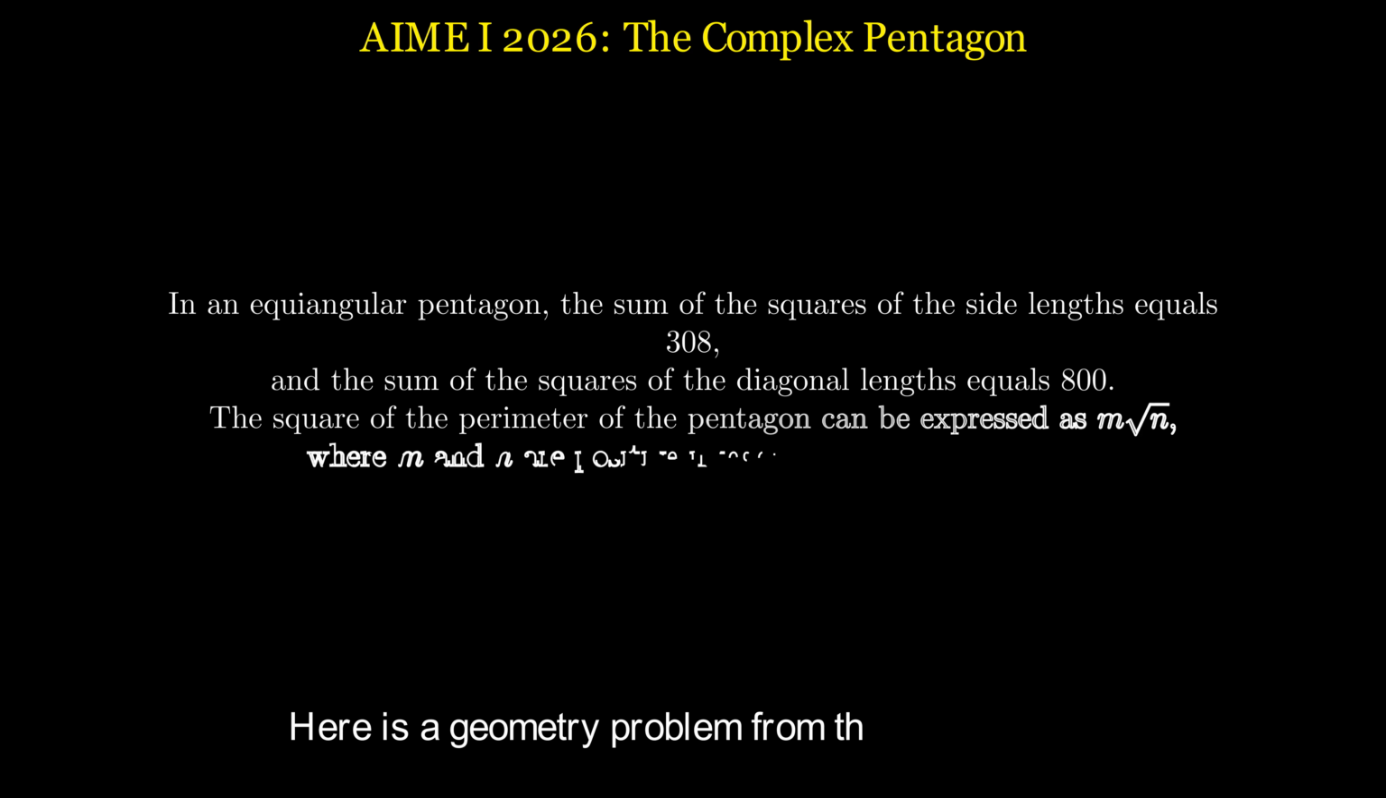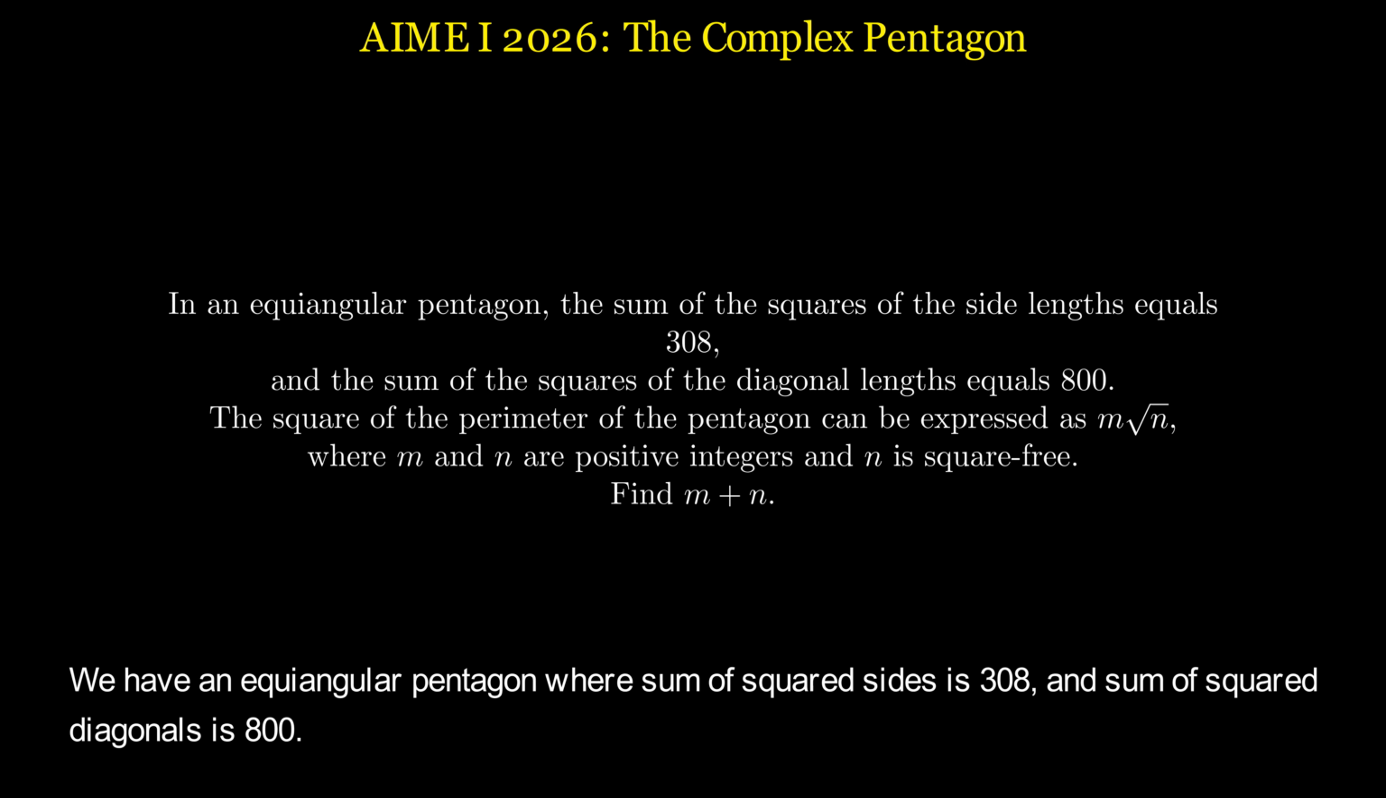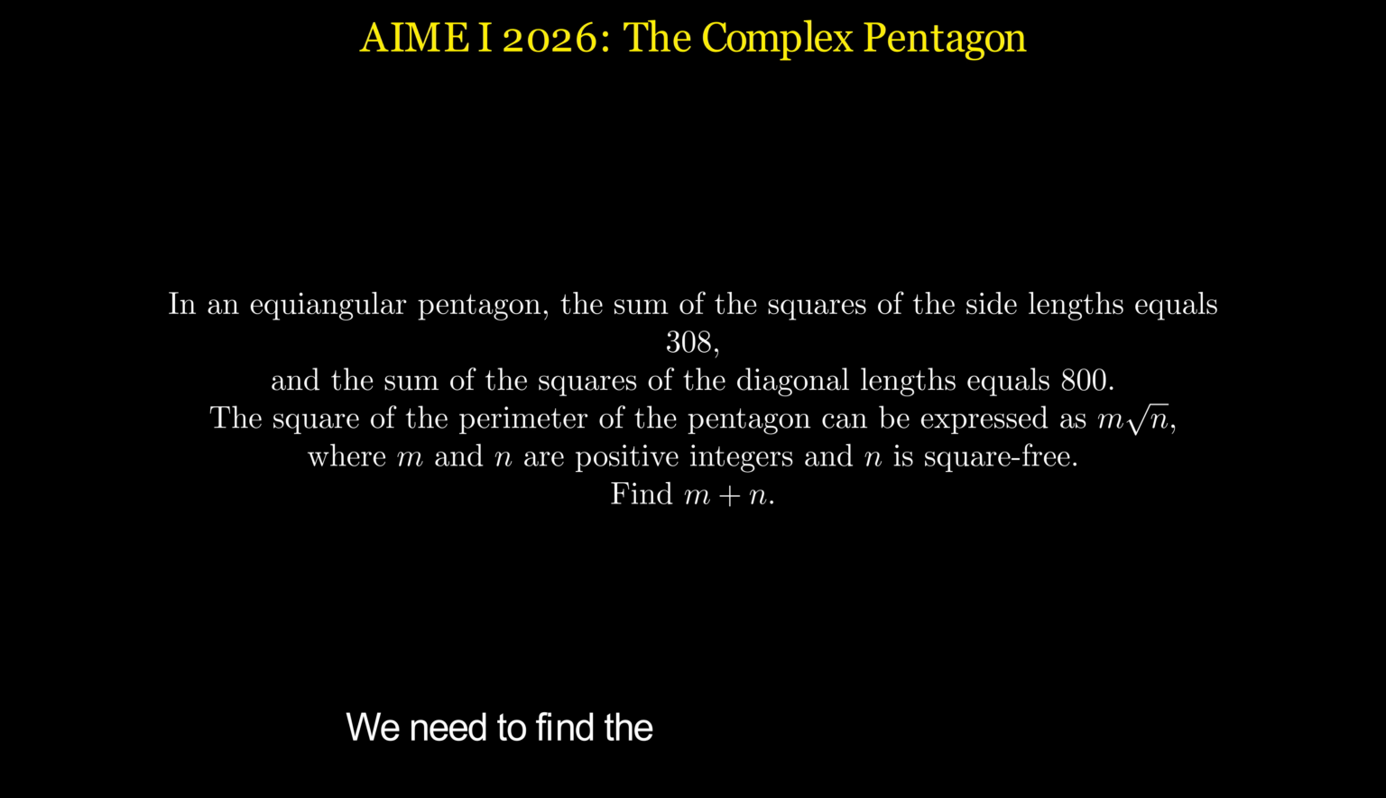Here is a geometry problem from the 2026 AIME. We have an equiangular pentagon where the sum of squared sides is 308 and the sum of squared diagonals is 800. We need to find the square of the perimeter.